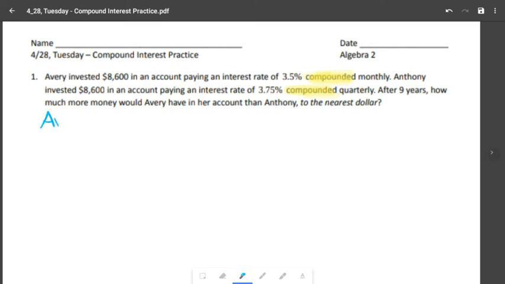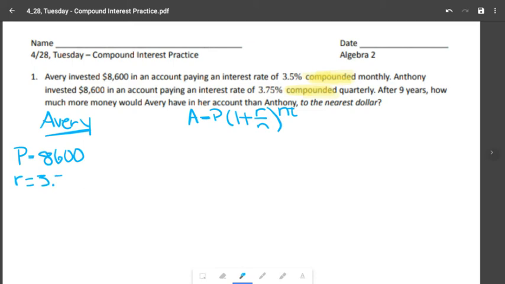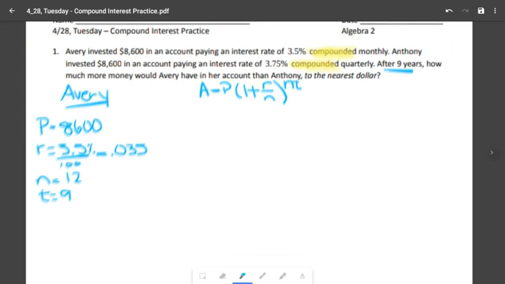So we're going to start with Avery. She is investing $8,600. Both are using the word compound. So here is our formula. Her investment is the P, how much money you are starting with, $8,600. Our interest rate for Avery is 3.5%. Divide by 100, 0.035. Compounded monthly, N would be 12. If you remember from the lesson Monday, there's that chart with all the different compoundings. And the last sentence is talking about after 9 years. So T would be 9.